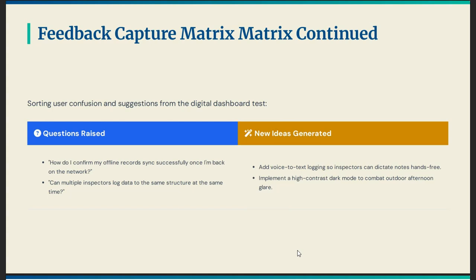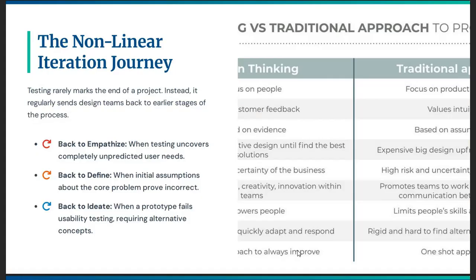So, ideas. Add voice-to-text logging so inspectors can dictate notes hands-free. Implement a high-contrast dark mode to combat outdoor afternoon glare. So this is the difference in how we approach the traditional and design thinking.